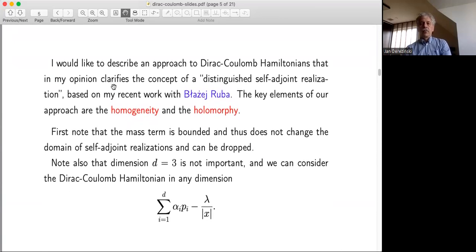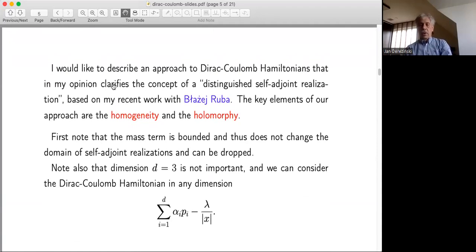I would like to describe an approach to Dirac-Coulomb Hamiltonians that, in my opinion, clarifies the concept of a distinguished self-adjoint realization. This is based on my recent work with Błażej Ruba from Jagiellonian University. The key elements of our approach are the homogeneity and the holomorphy.